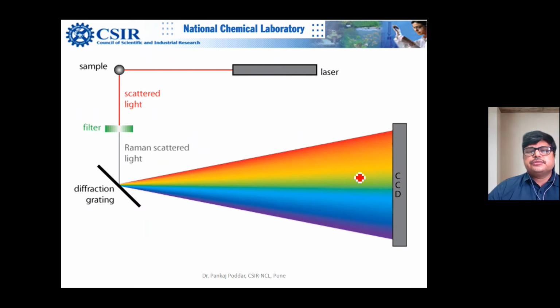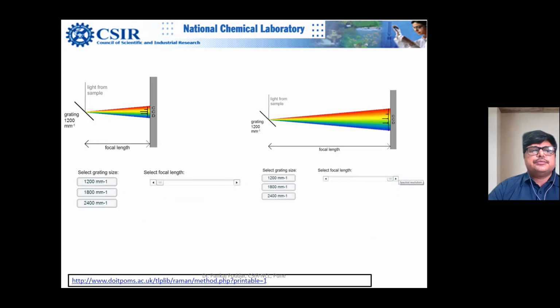So this is explained here. If you bring this closer, dispersion becomes poorer, right? So it is described here. This is a grating, for example, 1200 lines per millimeter. If you increase the focal length here, you can see the dispersion has gone up, so obviously you can resolve them better. You can see the distance between peaks is much better.